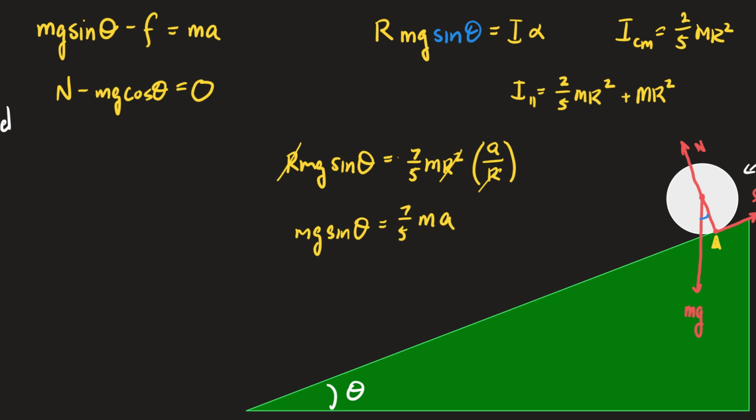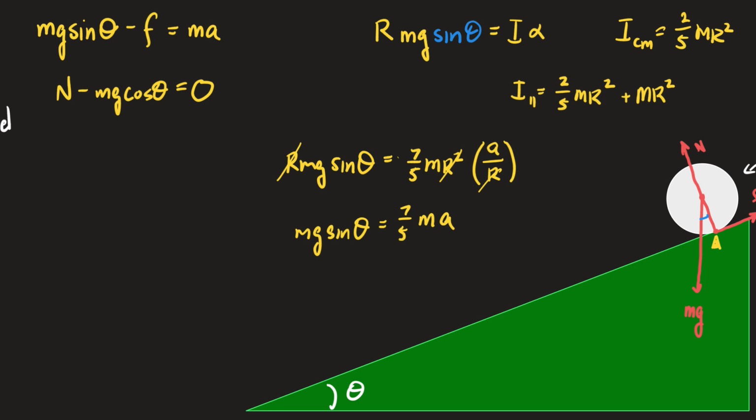Do you remember what was being asked in this question? The size of the frictional force, which means between this relationship and this relationship, we want to eliminate a. That's our goal. So I think we can do so pretty easily.